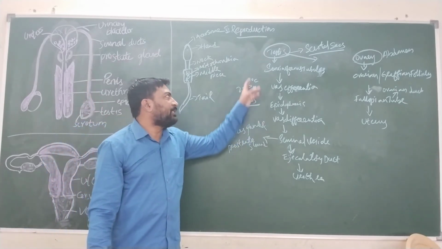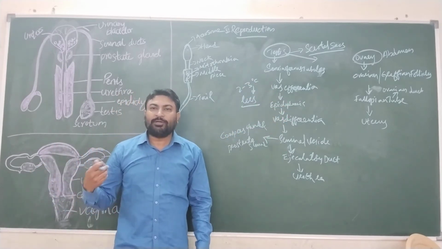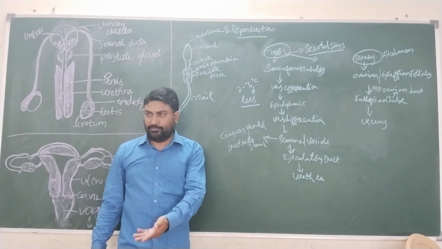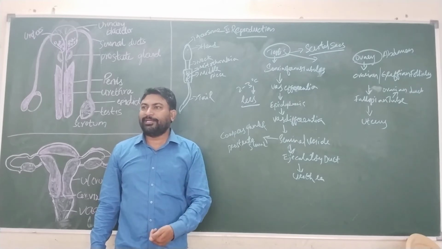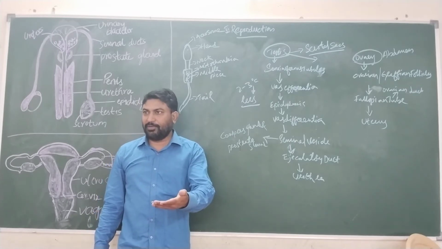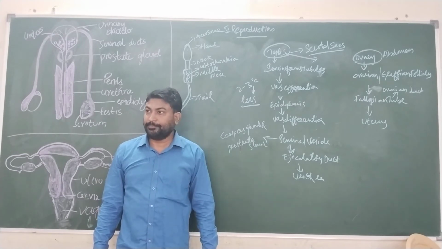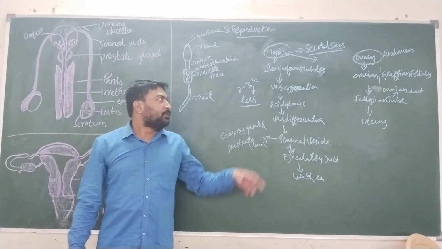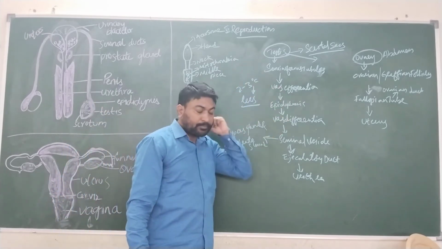The temperature inside the testis will be 2 to 3 degrees less than our body temperature. If your body temperature is normally 98.2 degrees Fahrenheit, then it will be around 90 degrees, that is around 2 to 3 degrees less. In Celsius, 38 degrees will differ with 35 to 36 degrees Celsius. So that is the difference of temperature found in the testis.